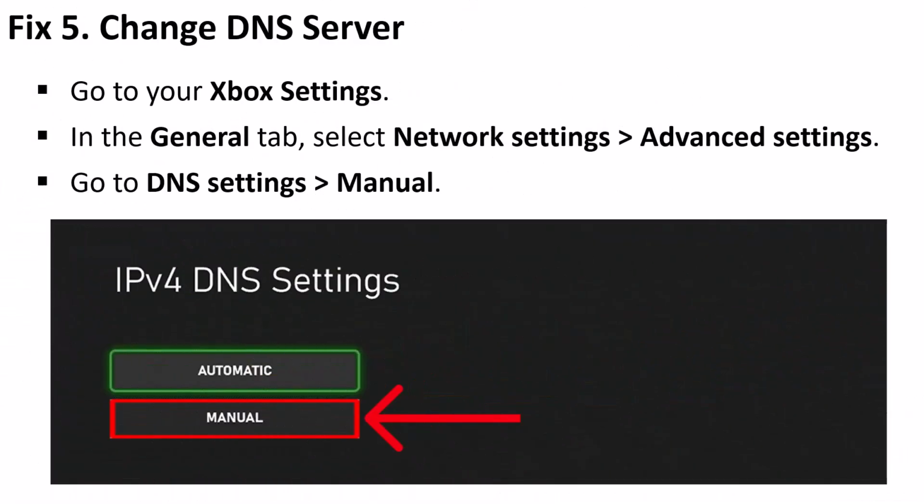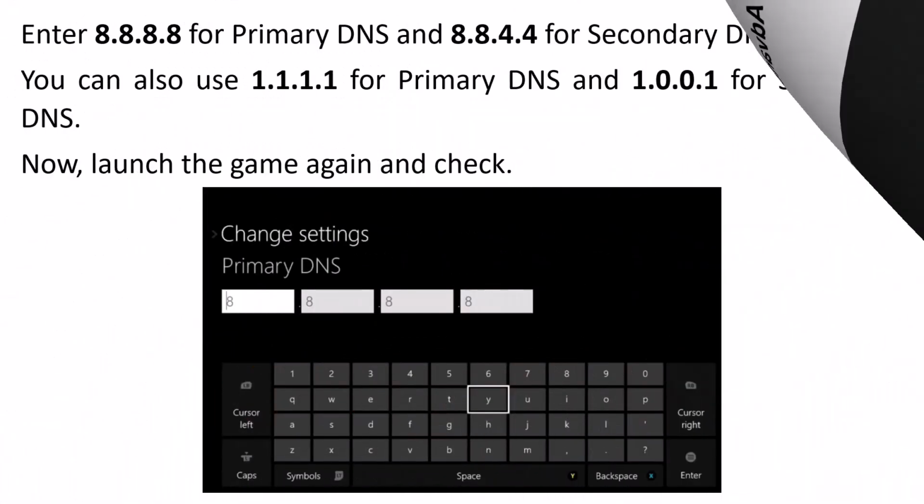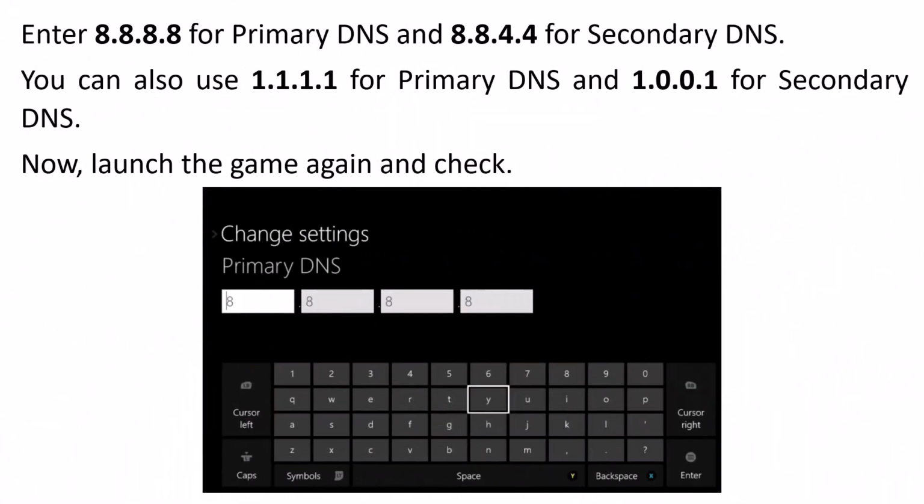Fix 5, change DNS server. So go to your Xbox settings, in the general tab select network settings, advanced settings, go to DNS settings manual. Enter 8.8.8.8 for primary DNS and enter 8.8.4.4 for secondary DNS. Now relaunch the game and check. If that doesn't work, then repeat the process and this time in primary DNS type 1.1.1.1 and in secondary DNS type 1.0.0.1 and then relaunch the game and check.